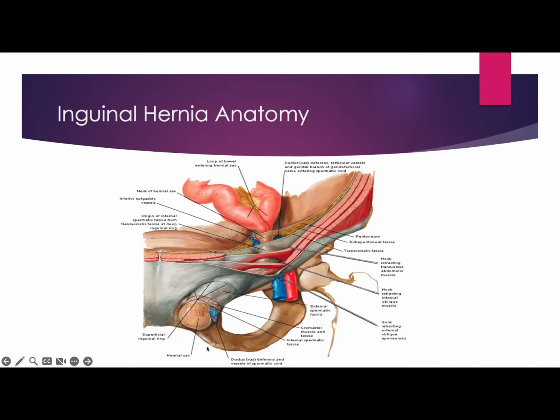Yeah. So this is the superficial, which is the external inguinal ring. And along with that, you can see the hernial sac. So if you saw that, this is an indirect inguinal hernia. Okay. Because as we talked about, the indirect hernia is going to run through the whole inguinal canal, but the direct inguinal hernia is going to protrude through the abdominal wall. It doesn't go through the canal.